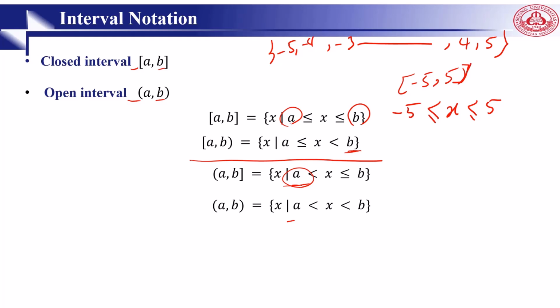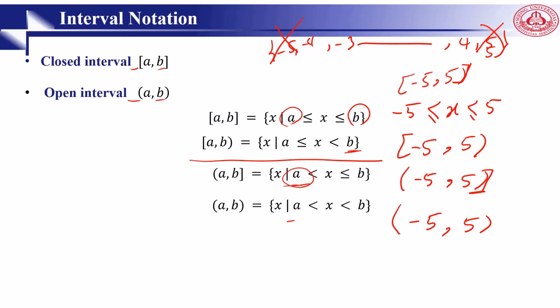When we say minus 5 and 5 in here, this one is not included. When I say minus 5 and 5, here minus 5 is not included, but 5 is included. And when I say minus 5 and 5 like this, both are not included.